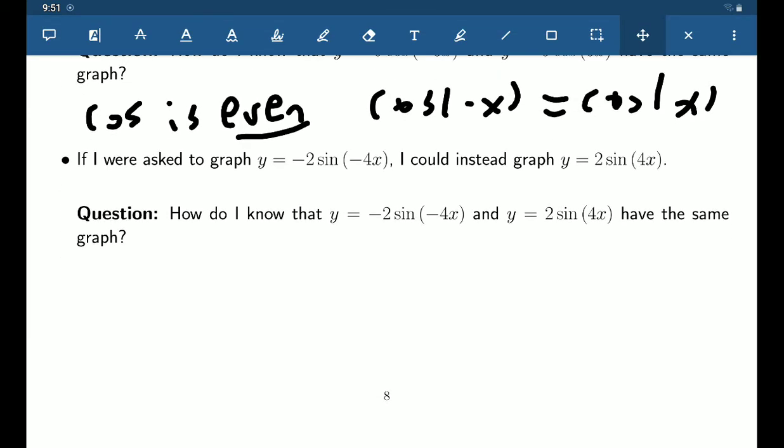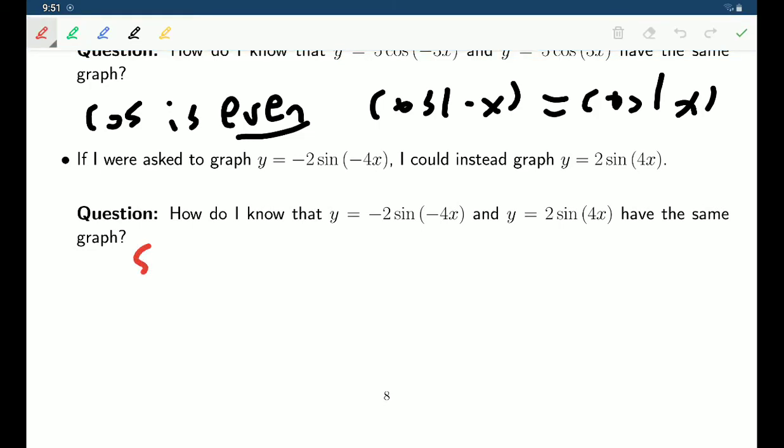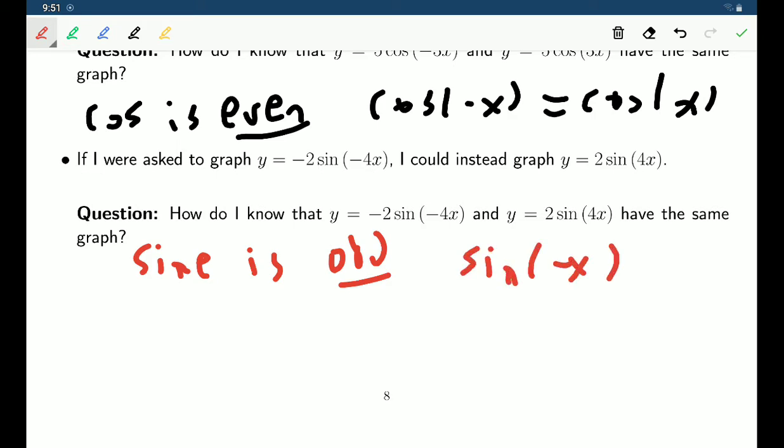Similarly here, if you're looking at -2 sine -4x, and 2 sine 4x, why do they have the same graph? And the answer to that, of course, is sine is odd. And of course, since sine is odd, that means that sine of -x is negative sine of x. So if you're thinking about the -2 sine of -4x, essentially we can take that negative outside, and that makes it now +2 sine of +4x.